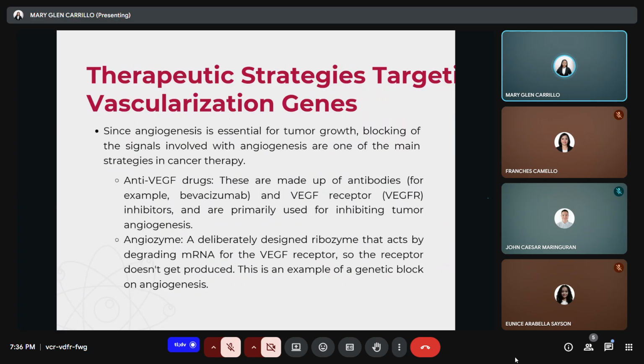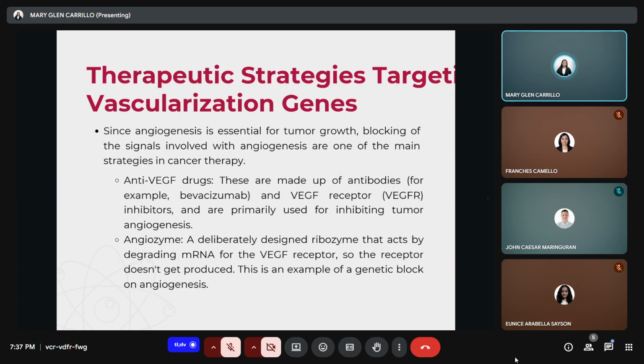Another strategy is the angiozyme, which is a type of ribozyme. A ribozyme is a molecule designed to target and destroy specific RNA. In this case, angiozyme degrades the mRNA for the VEGF receptor, meaning the receptor is not produced. Without the receptor, VEGF cannot send its signals to endothelial cells and angiogenesis is blocked. So this is an example of a genetic approach to stopping blood vessel growth in tumors.